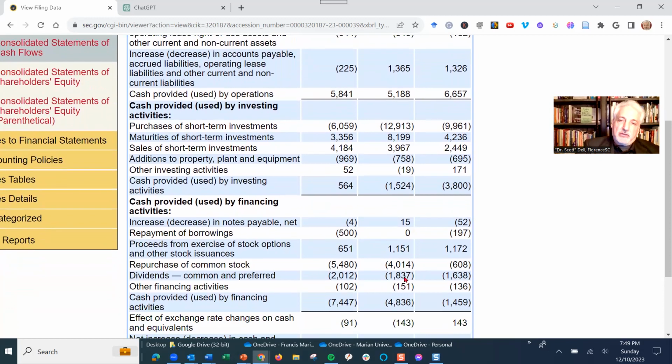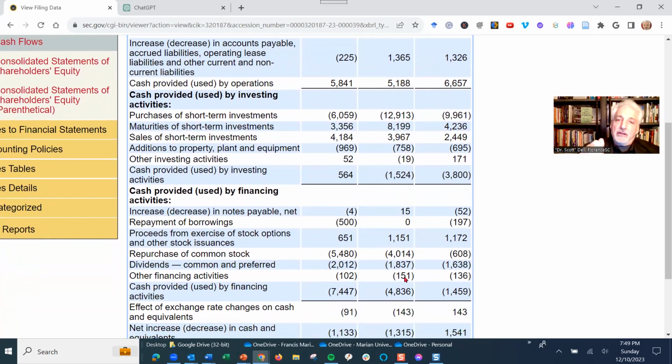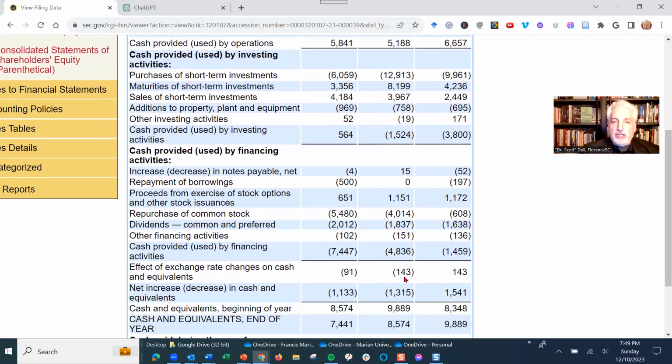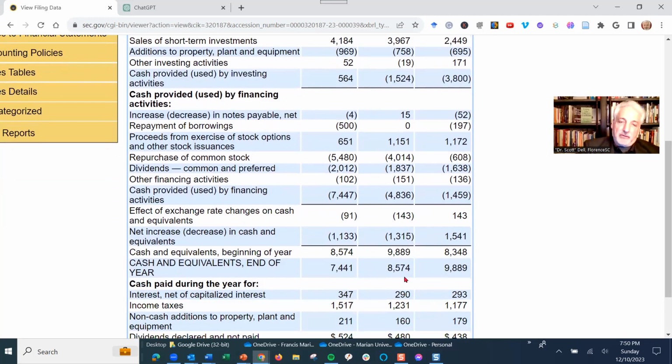Investing activities. We had 2 years of heavy investment spending on cash flow. But this year we had a net positive cash flow out of investing, but we had a major negative cash flow out of financing. And the biggie here was the purchase of common stock. Over $5 billion of common stock was bought back by Nike. That's the biggest item there. So combine it with $2 billion in dividends. And now we have our cash flow.